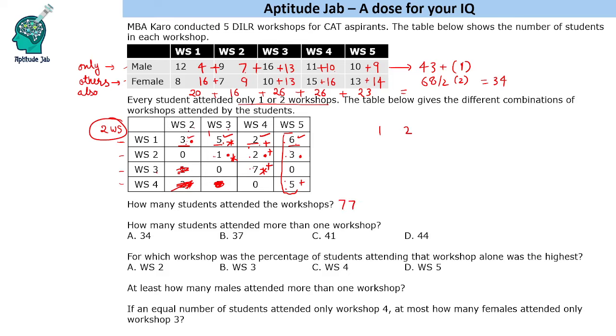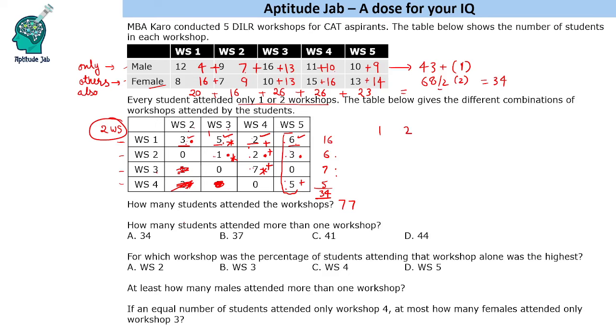We can add these values also. These will also give 34. So we have 8, 10, 16 plus 6 plus 7 plus 5, 22. So this also gives us a total of 34. So either you add this way and divide by 2, or add the elements in this table except these three values.